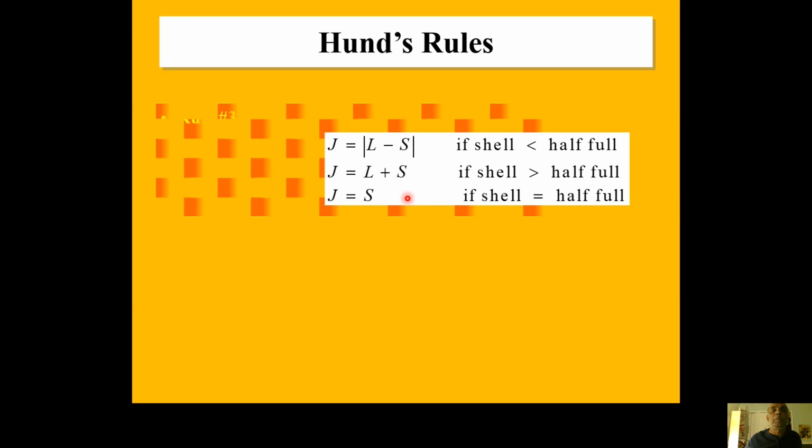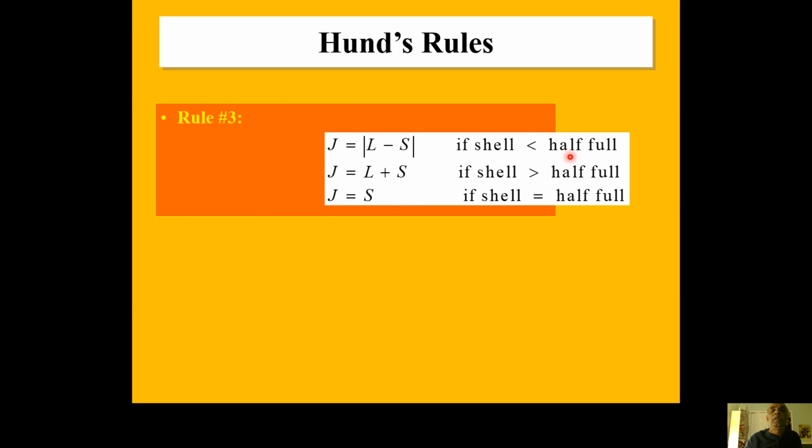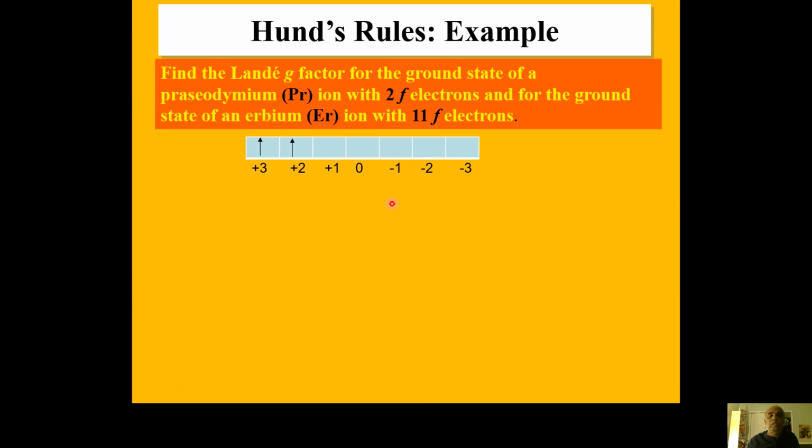Then Hund's rule number 3: if your orbitals are less than half full, your capital J is |L minus S|, taking the absolute value of the difference. If it is more than half full, J will be L plus S. If it is exactly half full, J equals S, obviously. So let's do a couple of examples. Let's start with these 2 examples.